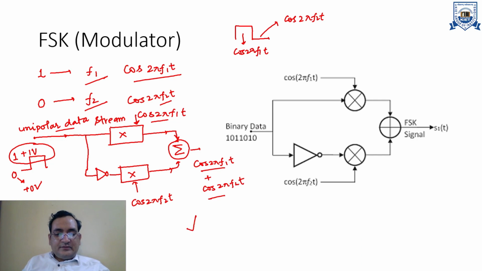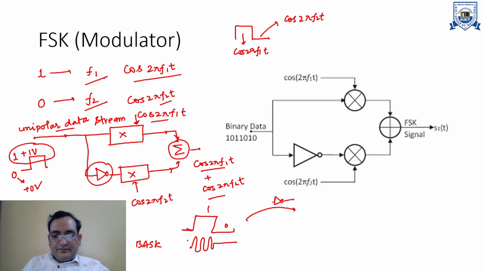For example, let us suppose this is 1 and this is 0. Once you create BASK, you will get a signal like this for the 1 and after that 0. For the second one, where you invert the signal, your 1 becomes 0 and your 0 becomes 1. When you multiply this data bit stream again with the other electromagnetic frequency cos 2 pi f2t, you will get 0 here, and at this point you will get this one. So this is cos of 2 pi f2t.